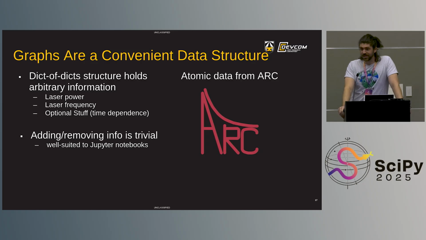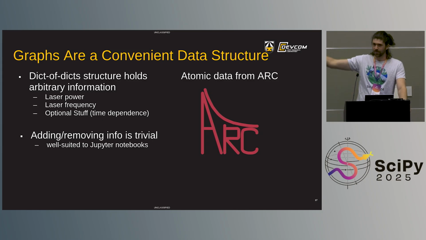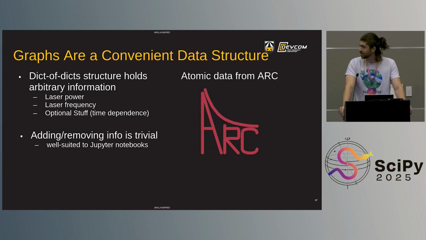The dictionary of dictionaries of NetworkX is also a very convenient data structure for us because you can add and remove stuff very easily, like laser power, laser frequency, whatever optional stuff you want. If you want to pulse the laser, it's super extensible because if people want to model systems that maybe we didn't think of and they have new parameters, they don't have to do anything extra. They just add a dictionary key to the graph. And we can pull atomic data from this wonderful library, ARC, which has kind of been the standard in atomic physics for fetching the properties of atoms.